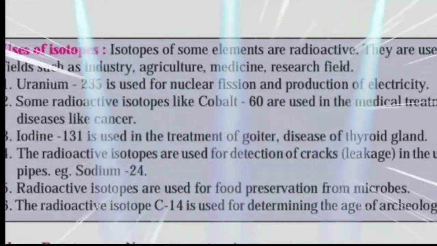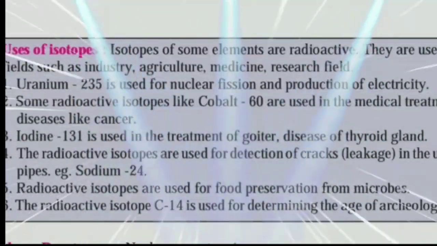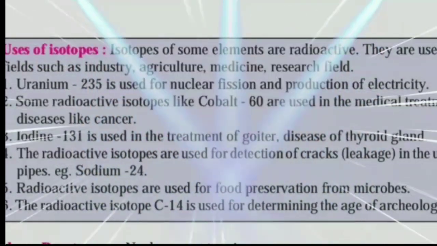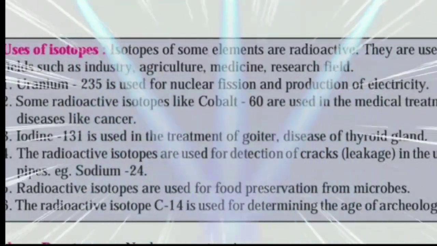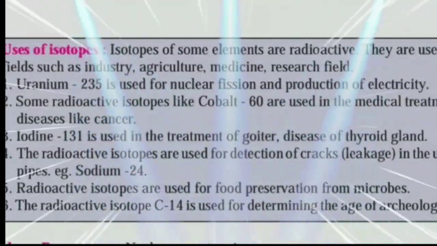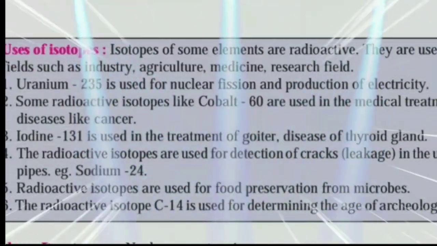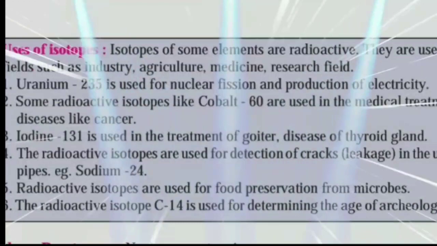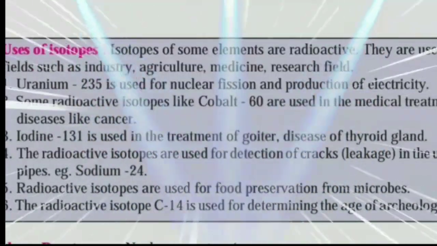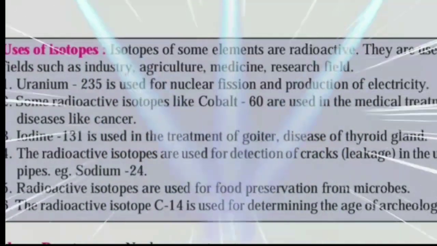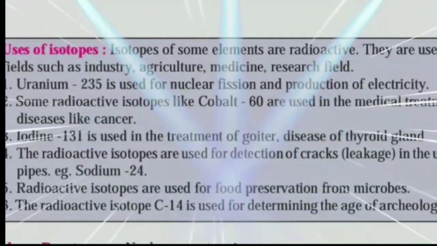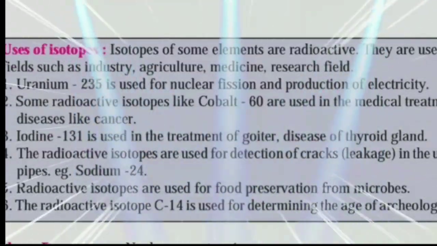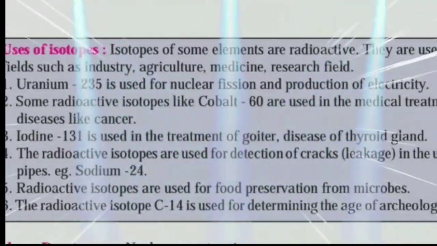Some radioactive isotopes like cobalt-60 are used in the medical treatment of fatal diseases like cancer. Iodine-131 is used in the treatment of goiter, a disease of the thyroid gland. The radioactive isotopes are used for detection of cracks, that is leakages, in underground pipes, for example sodium-24. Radioactive isotopes are used for preserving food from microbes. And the last use is that the radioactive isotope C14 is useful in determining the age of archaeological objects.